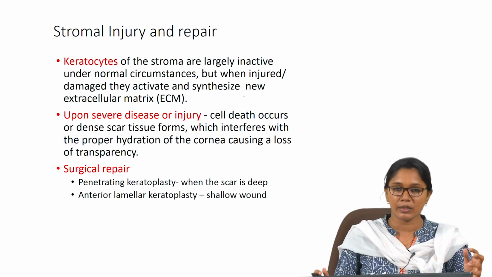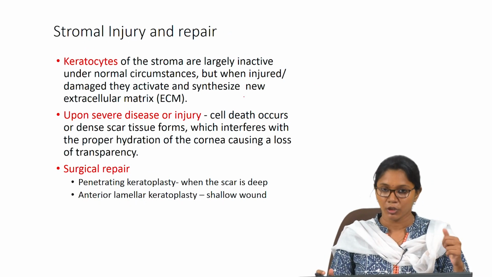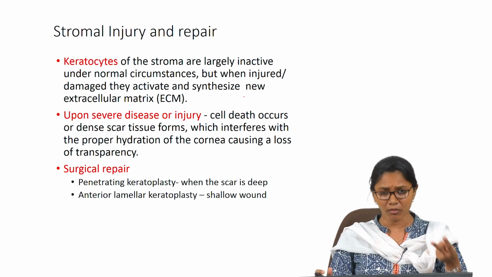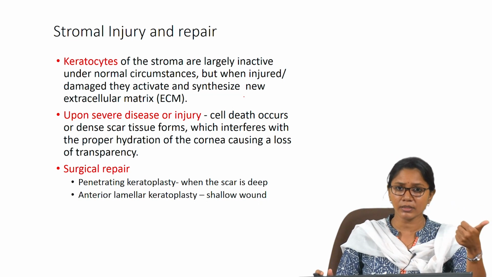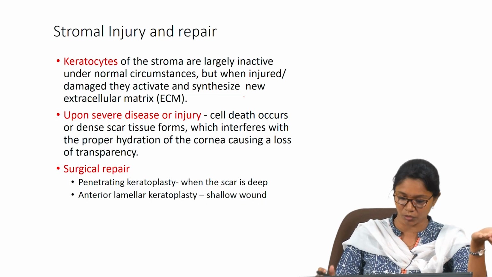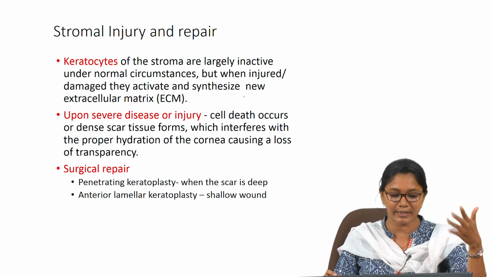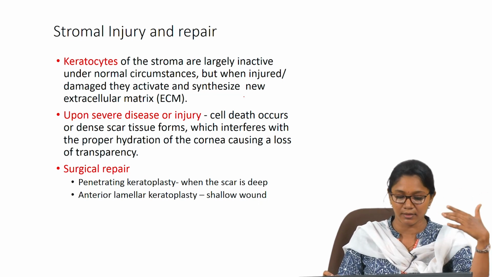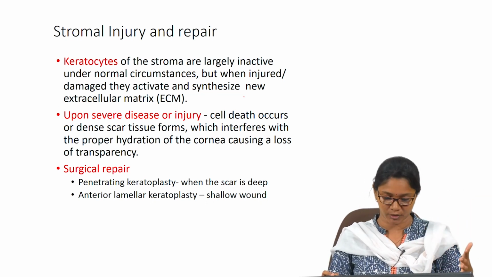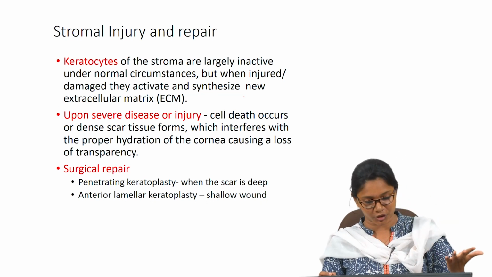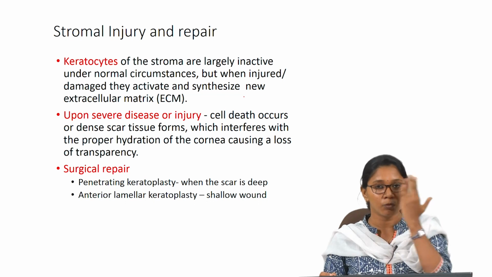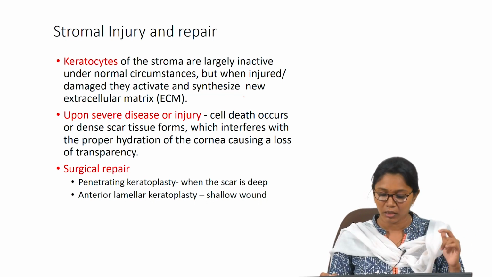So, what happens when there is a stromal injury or a repair? As we know, there are two major components, the keratocytes and the collagen fibers. The keratocytes help in increasing the collagen source. So, when they are injured, they activate and synthesize the new extracellular matrix. This is upon the normal injury and the repair process. Upon severe disease or injury, cell death occurs and then a scar tissue is formed, which is reflected as scarring of your cornea.